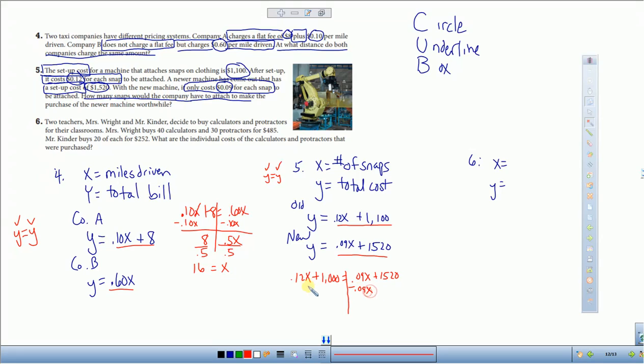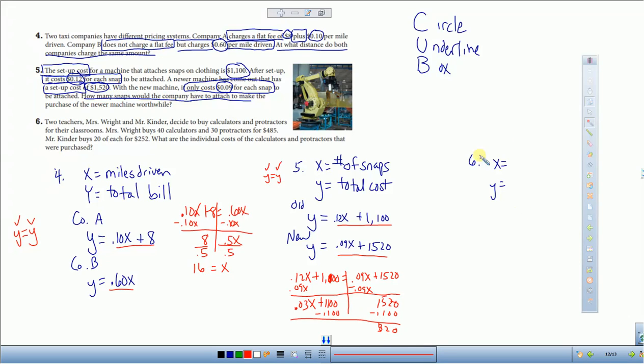I make my math wall and I move my smaller x over. In this case it's 0.09x, 0.09x, and I get 0.03x, or 3 cents, plus 1,100. I'm sorry, I copied this down wrong. 1,100 is what was up here. And this is a zero pair, and this is 1,520. I subtract my 1,100 from both sides.